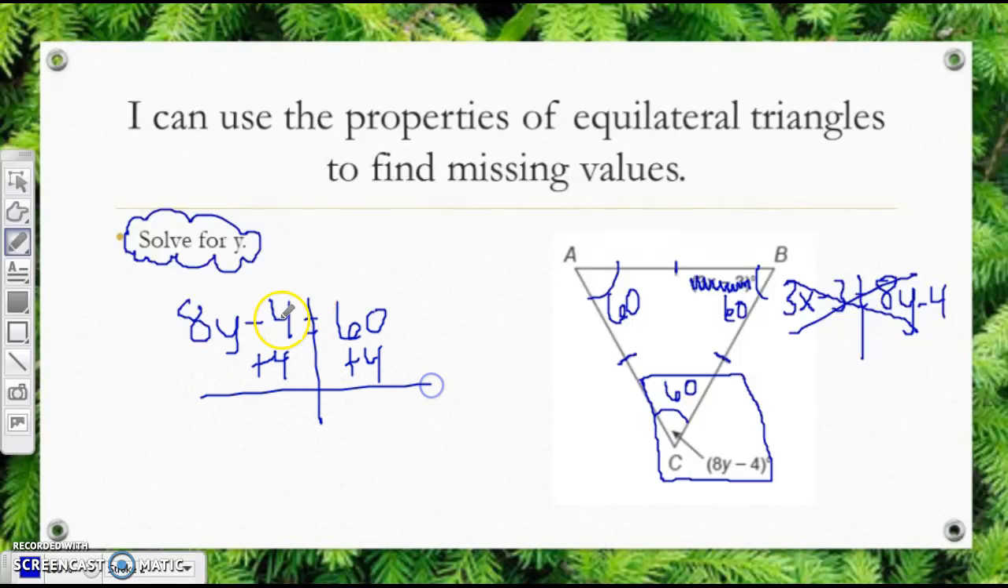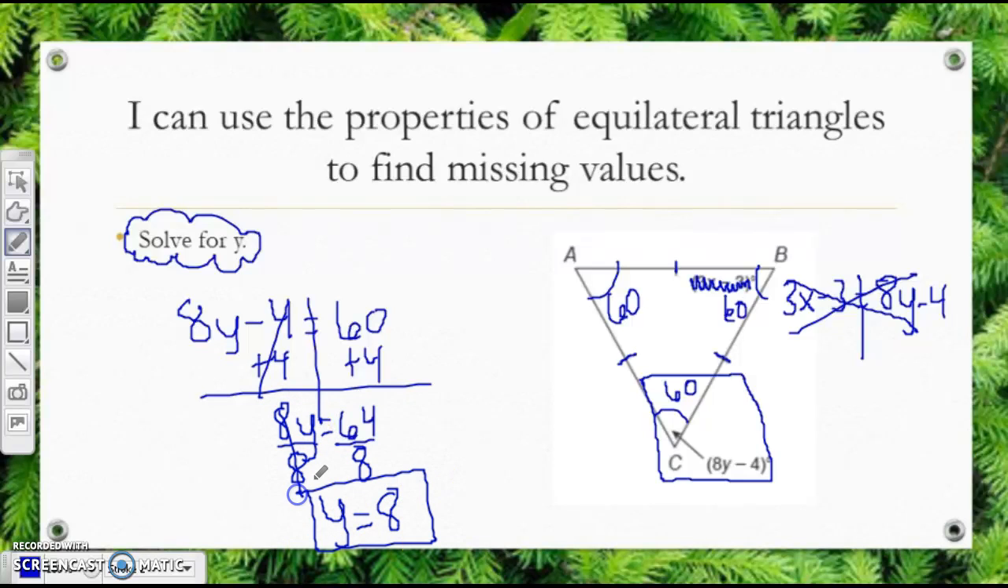And now this is an equation I can actually solve for y. In the other one, it had x's and y's. We were out of luck. But here, we can rock it out. So you would solve your equation to get y equals 8. So you just have to remember in an equilateral triangle that all the sides are congruent and all the angles are congruent, so that each has to equal 60 degrees.